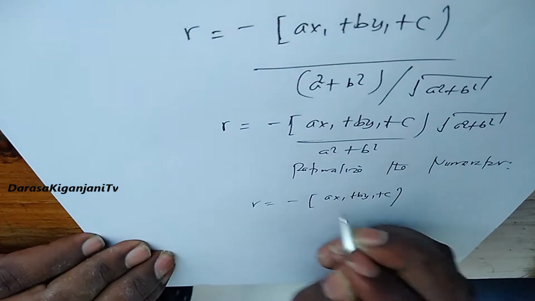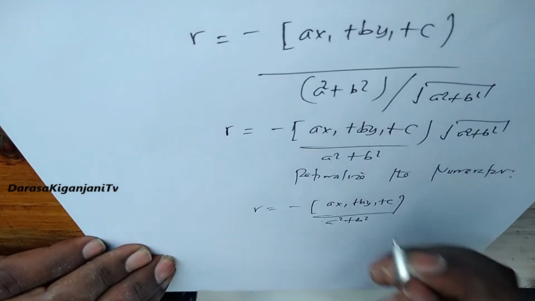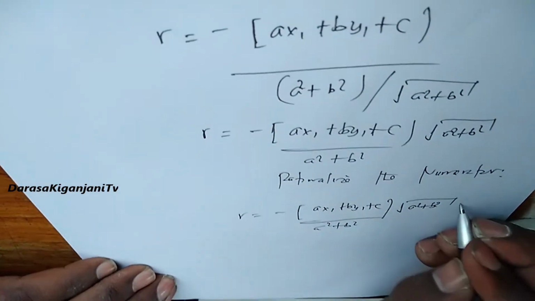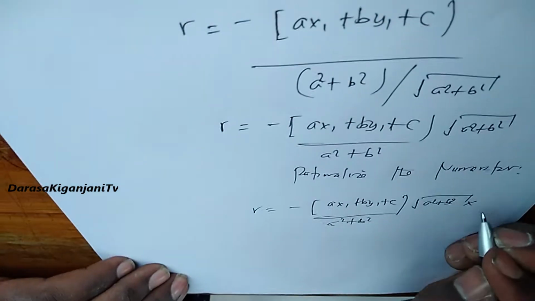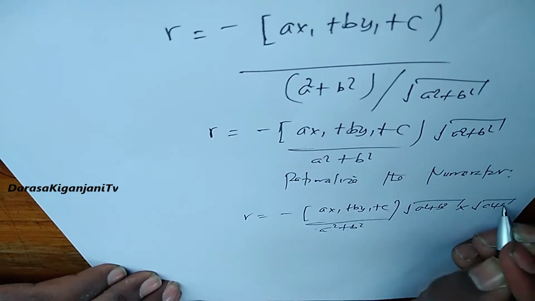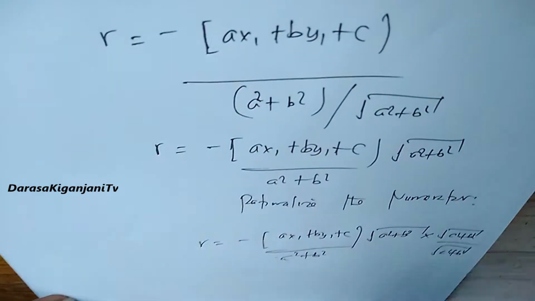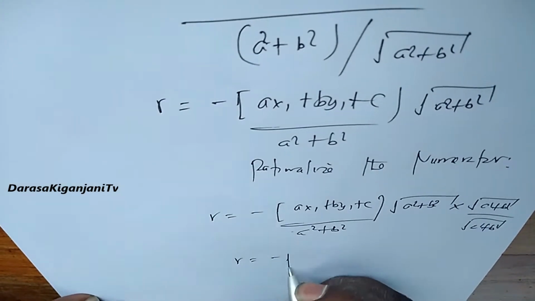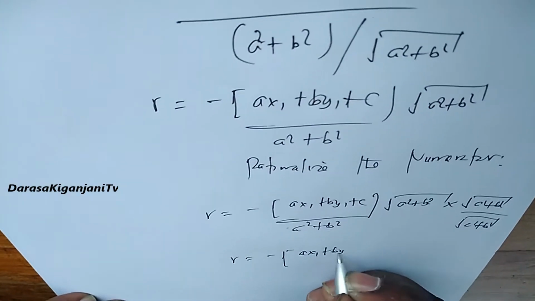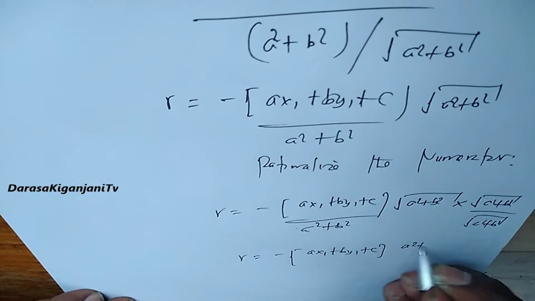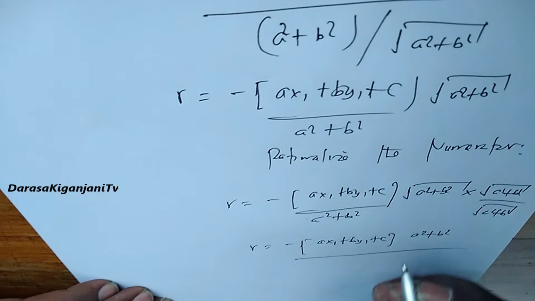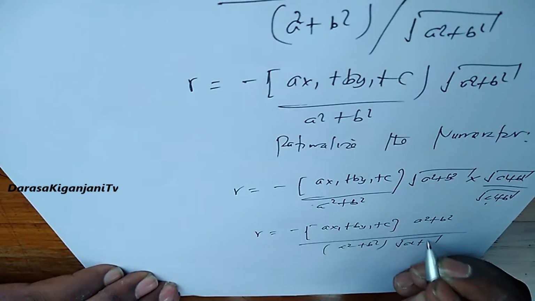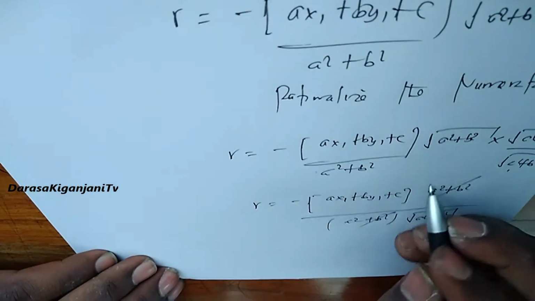Remember, this one remains constant. We don't need to rationalize for this case, but we are going to rationalize this one. So we'll have A square plus B square, so we will times under root of A square plus B square divided by under root of A square plus B square. The product of two radicals actually will have that number, that is negative AX1 plus BY1 plus C. Then here it is A square plus B square. Here in the denominator we will have A square plus B square, but with product of this one, A square plus B square. This and this will perish out because they are just the same.